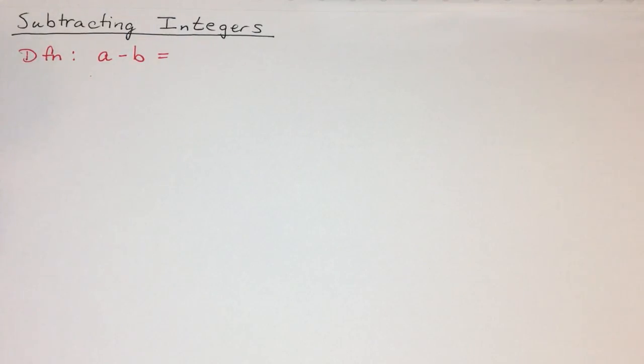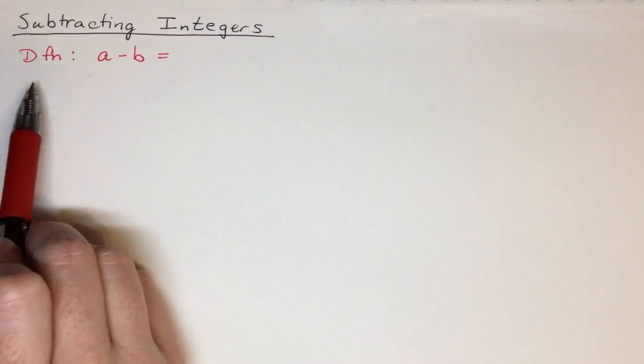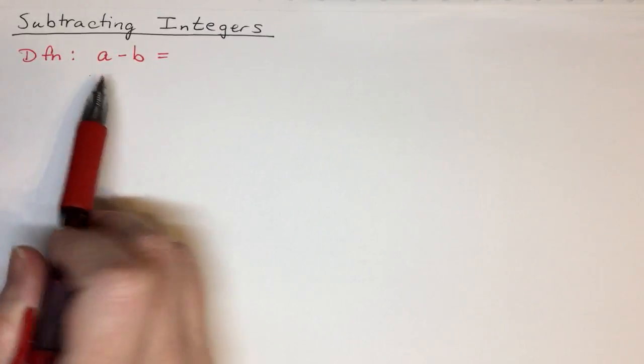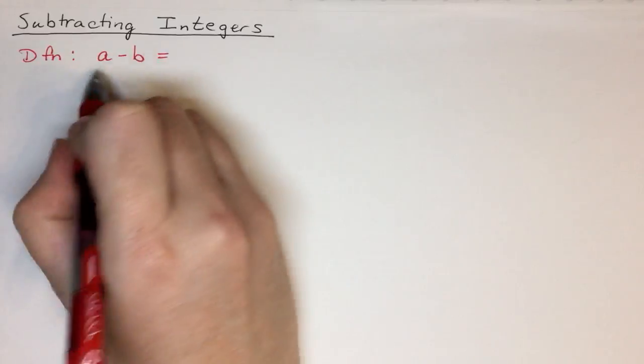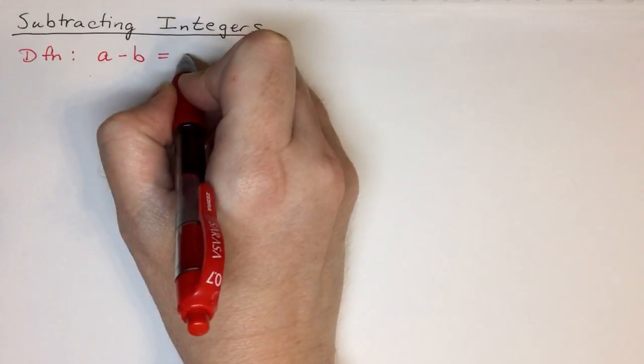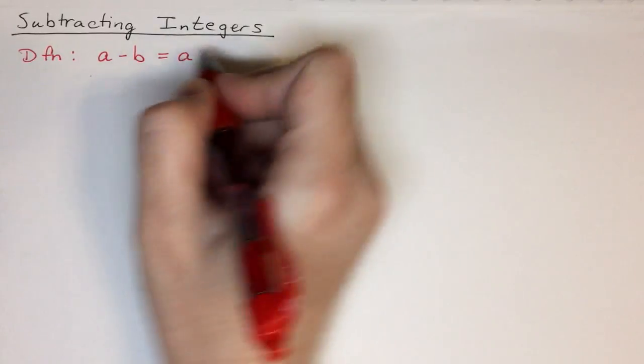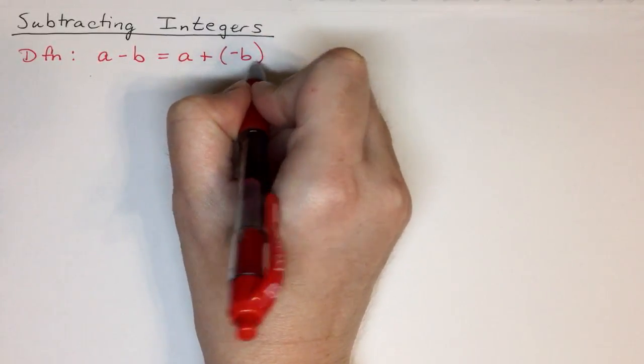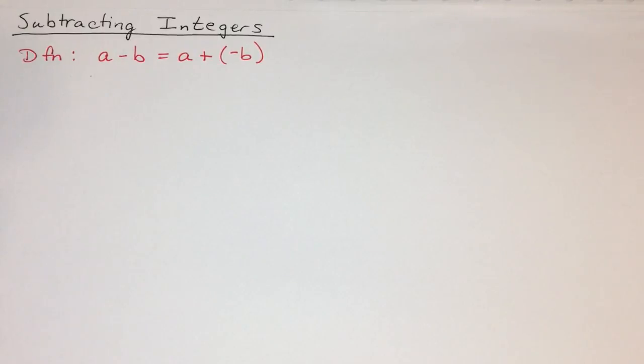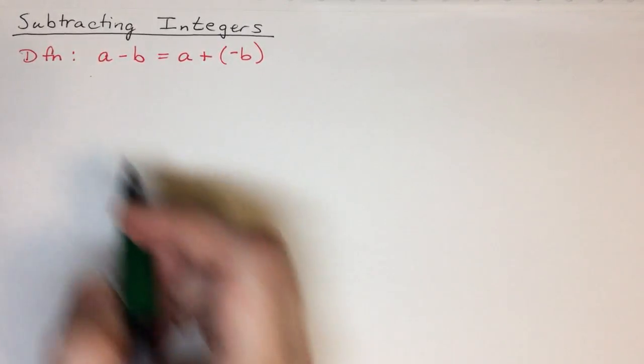We're going to talk about subtracting integers. Subtraction has a definition in terms of addition. A minus B is defined to be the sum of A and not B, but the opposite of B. So A minus B is A plus negative B. This means that all subtraction problems can be rewritten as addition problems. So you don't need to know anything about subtraction. You only need to know how to rewrite subtraction as addition and then how to add integers.